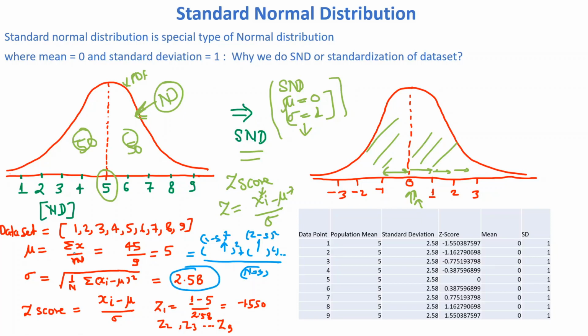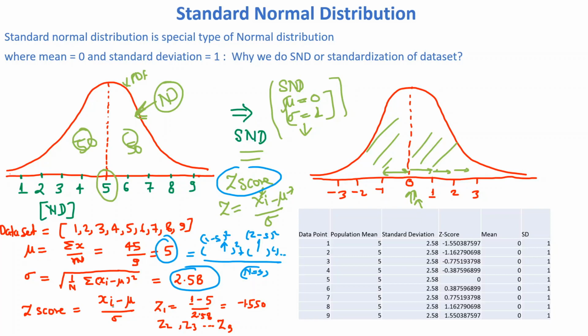So this is your mu, which is 5, and the standard deviation is 2.58 for the population data set, for the normally distributed data set. Now we will calculate the Z score. We will discuss further what the Z score is; for the time being, just understand how you can calculate it. The Z score formula is xi minus mu divided by sigma.